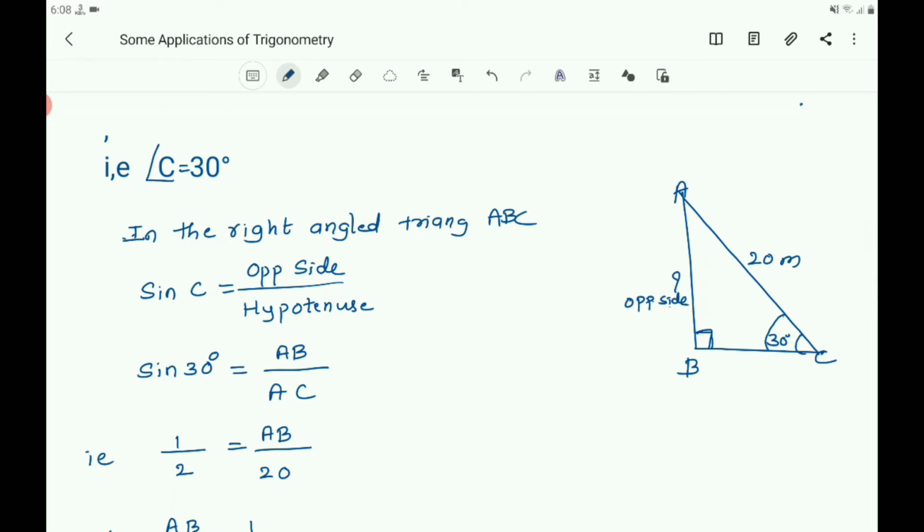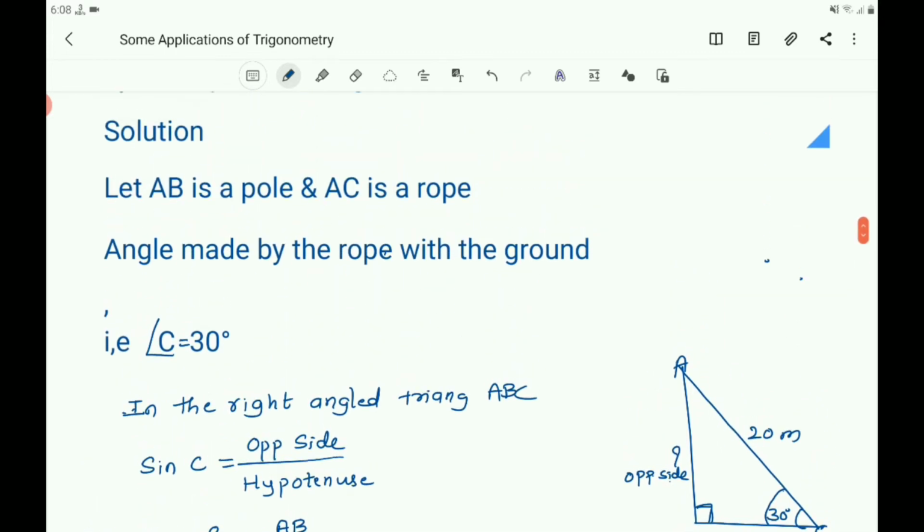So in this way, by using the trigonometric ratios, you can find the height of the given object.